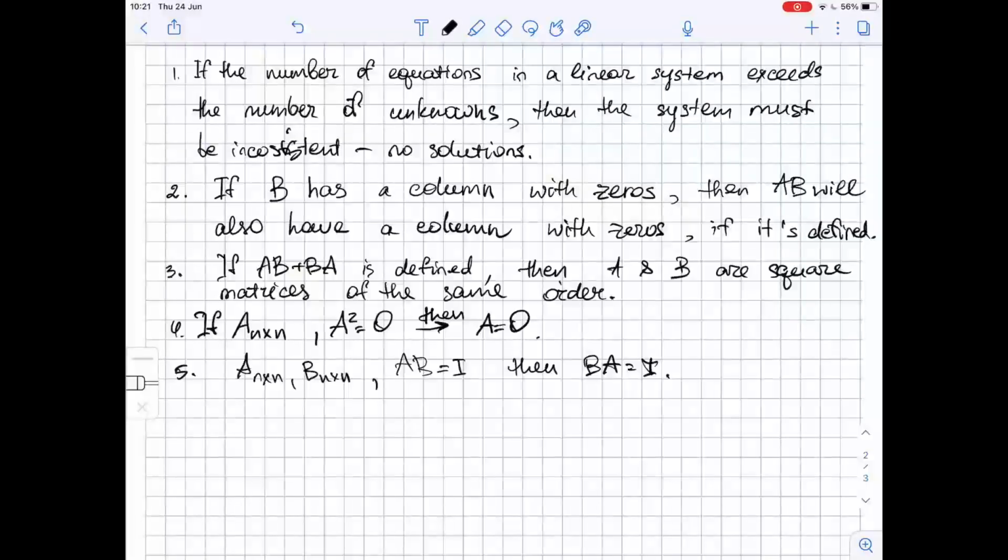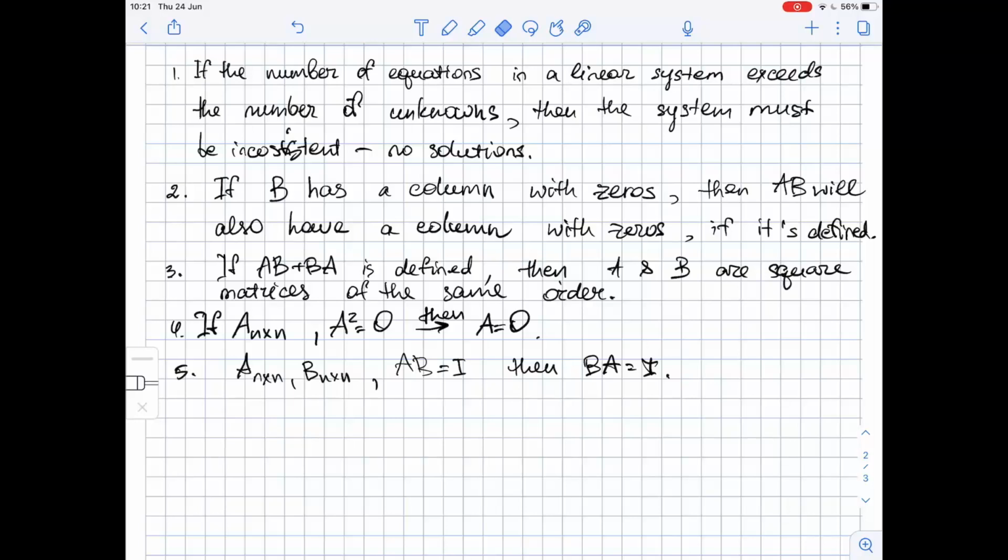We are given 5 statements and we need to determine which of the following statements are false. So the answer is 1, 2, and 4. So first, second, and fourth statements are false. And let's look why.